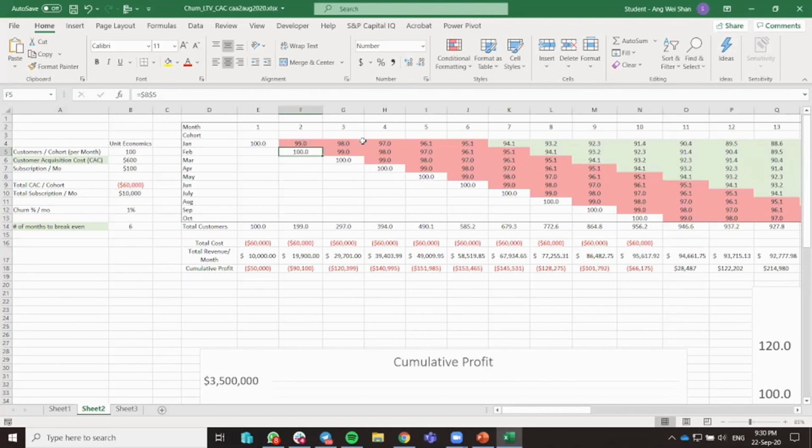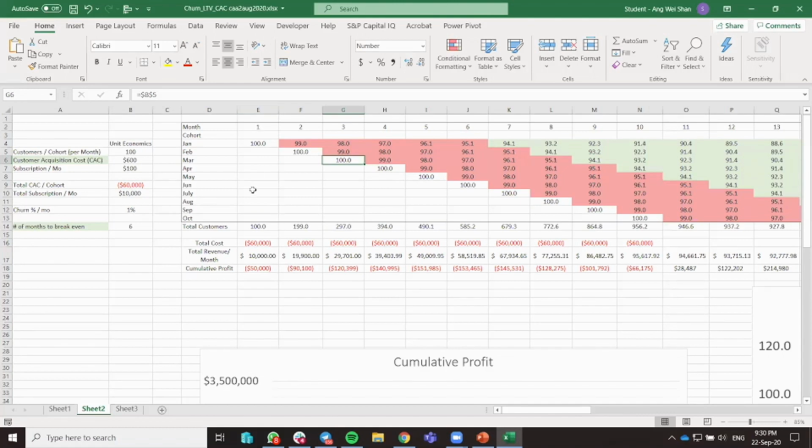And in March, my cohort in January now has 98 people, because I churned 2 times. I churned 1% of 2 times over 2 months. And my cohort in February churned 1 time, because only 1 month has passed. From 100 customers, now I have 99 customers. And now I have a new cohort in March, so I have new customers, and these new customers will be 100 people.